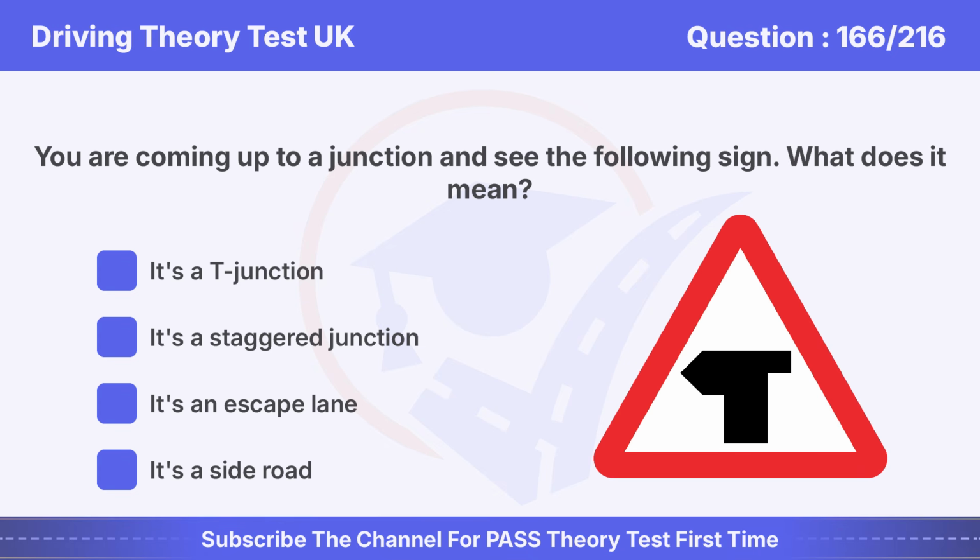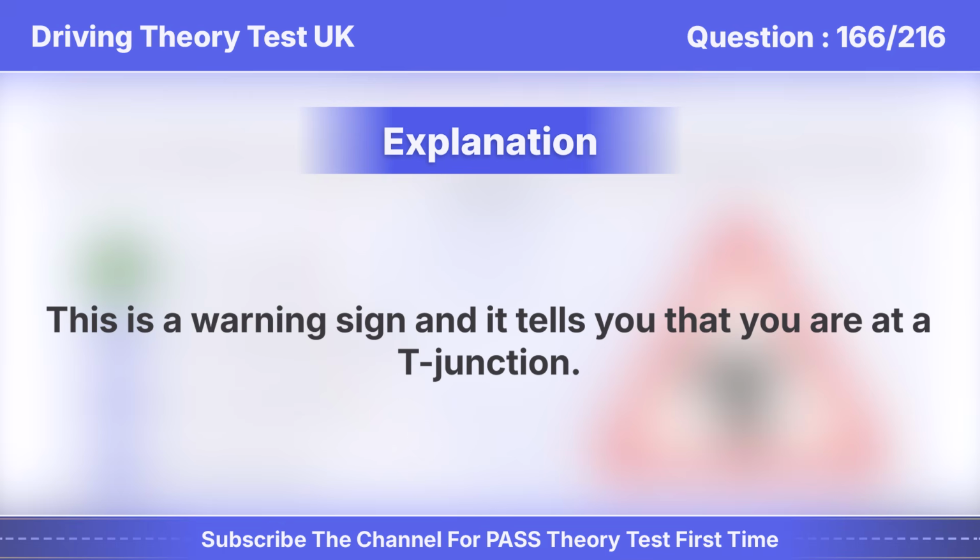Question 166. You are coming up to a junction and see the following sign. What does it mean? Answer is A. It's a T-junction. This is a warning sign and it tells you that you are at a T-junction.